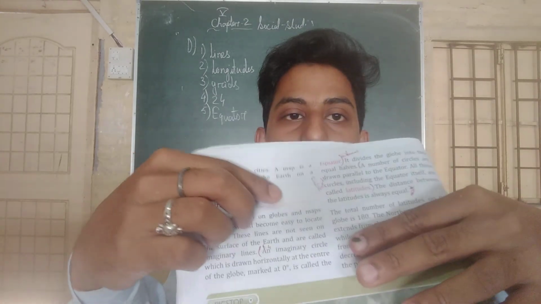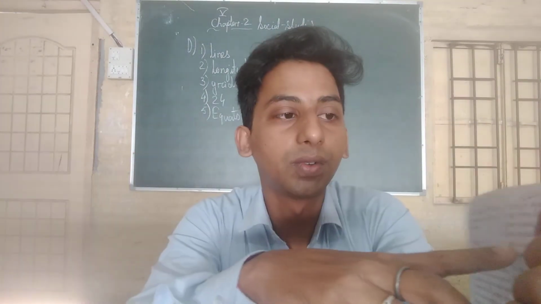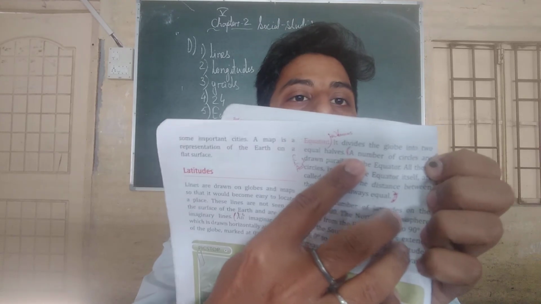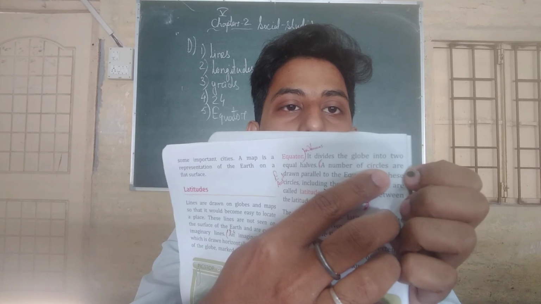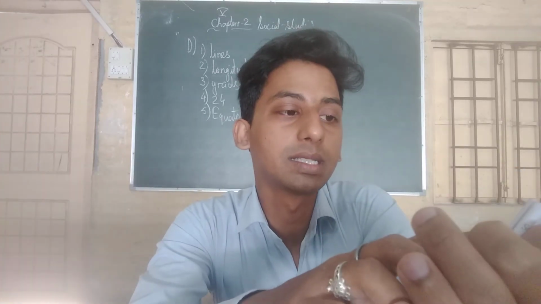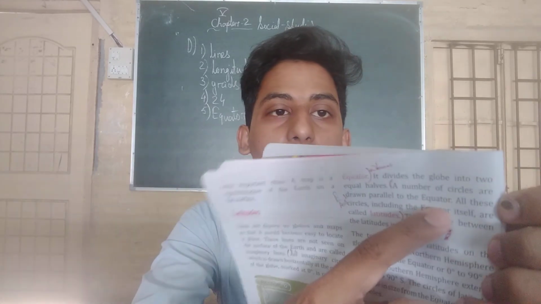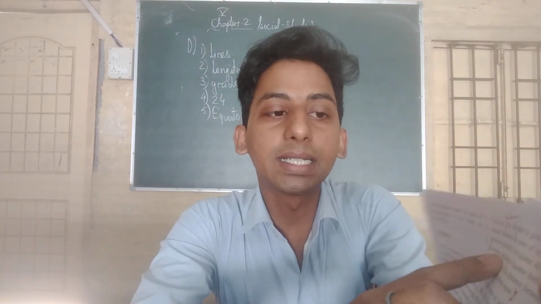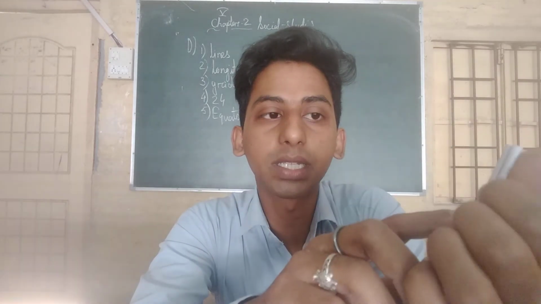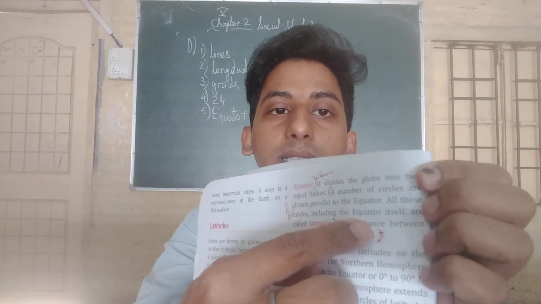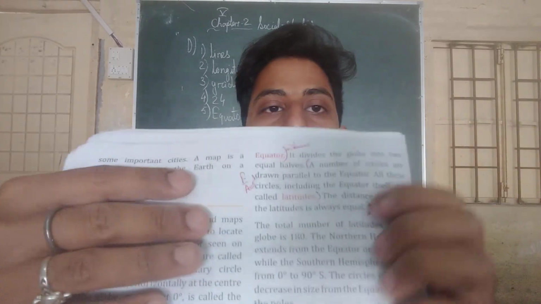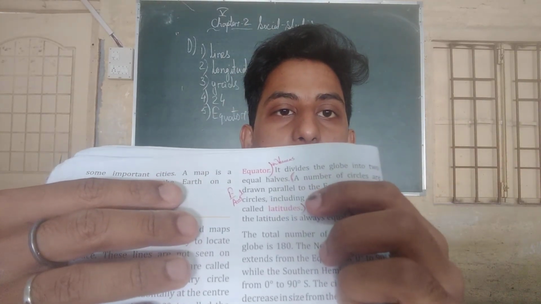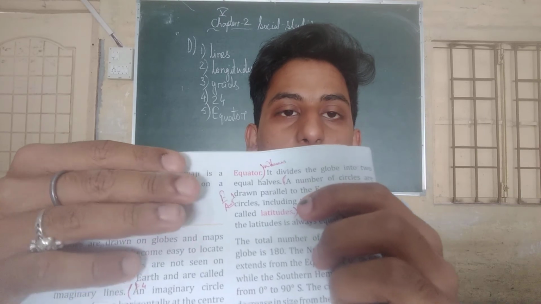In the first line you can see it: a number of circles. The number of circles are drawn parallel to the equator. Got it? All these circles, including the equator itself, are called what? Latitudes. Got it or not? Up to this much is your answer: latitudes. So this is E number 1 answer.